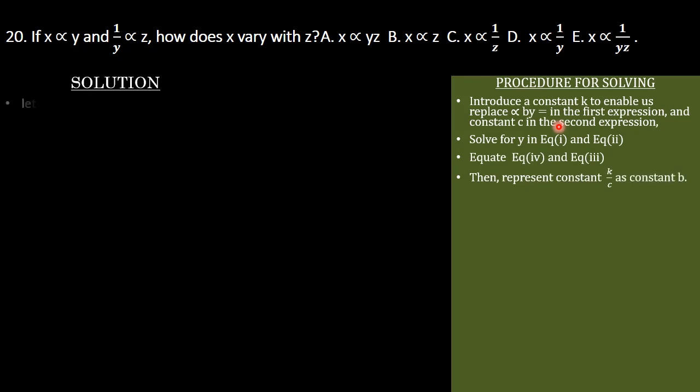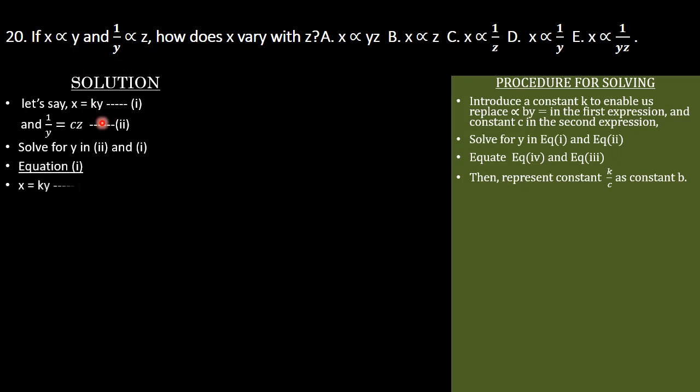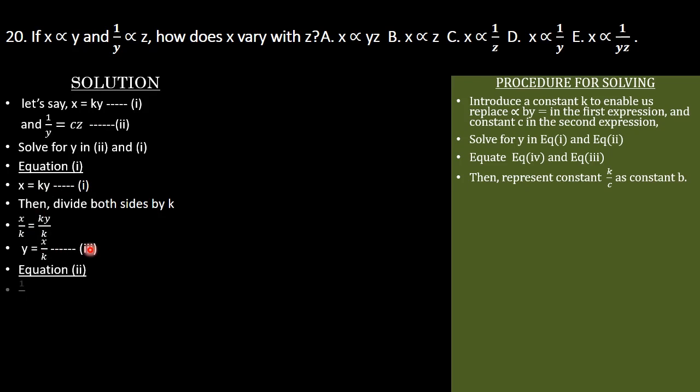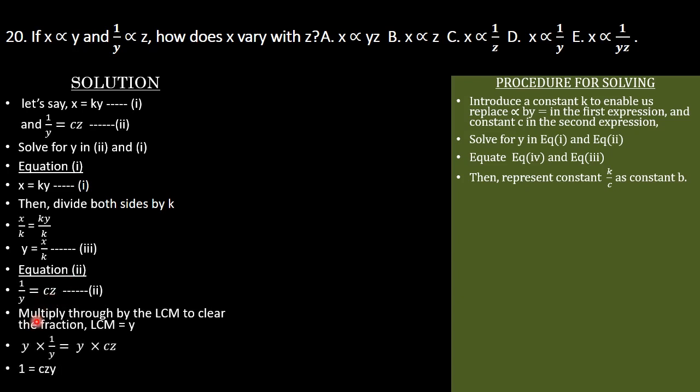Let's check the solution. Let's say x equals ky as our equation 1. And 1 over y equals cz as our equation 2. That is when we introduce constants to both expressions. Then let's solve for y in equations 2 and 1. In equation 1, when we divide both sides by k, we have y to be x over k. Let this be our equation 3. Let's solve for y in equation 2. When we multiply through by the LCM to clear the fraction, the LCM here is y. We have 1 equals czy. When you divide both sides by cz, y equals 1 over cz.